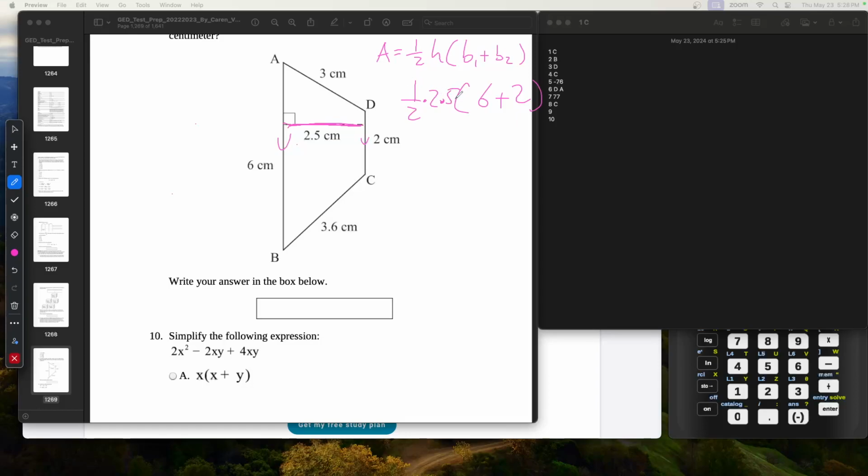So it's going to be 1/2 times 2.5 times 6 plus 2. Well, 6 plus 2 is definitely 8. 1/2 times 8 is 4. 4 times 2.5 is definitely 10. That was a little quick.